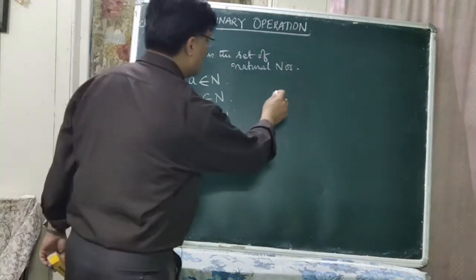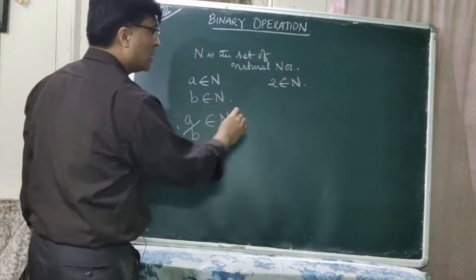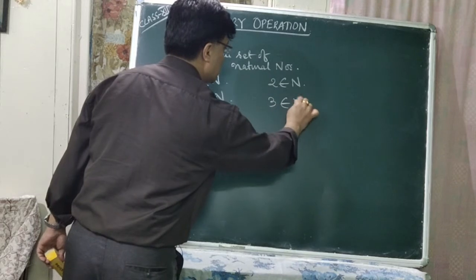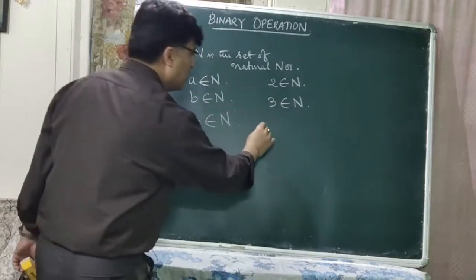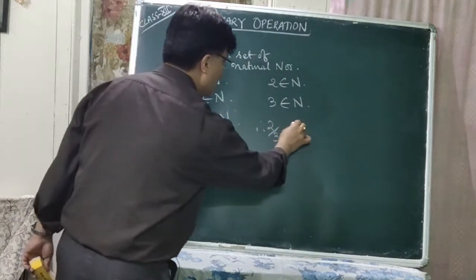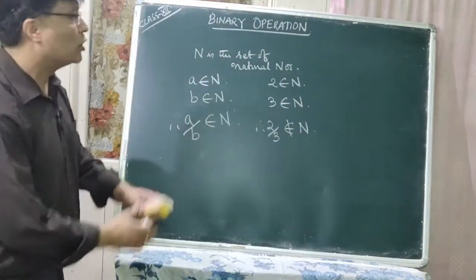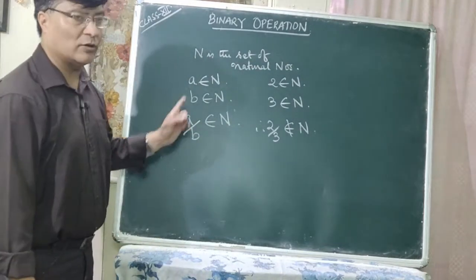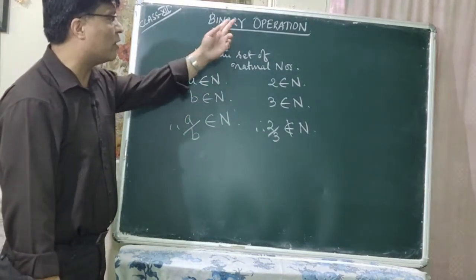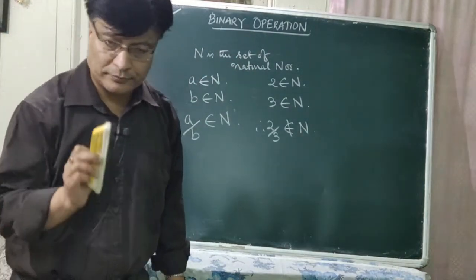Let us take an example. You know that 2 belongs to the set of natural numbers and 3 belongs to the set of natural numbers, but their division 2 by 3, is it a natural number? No, it does not belong to the set of natural numbers. So this division operation is not a binary operation on the set of natural numbers.